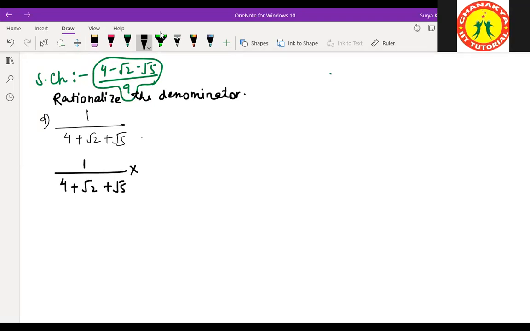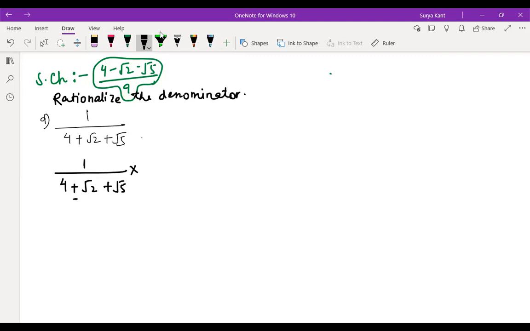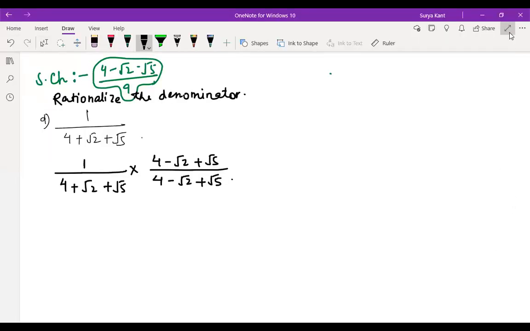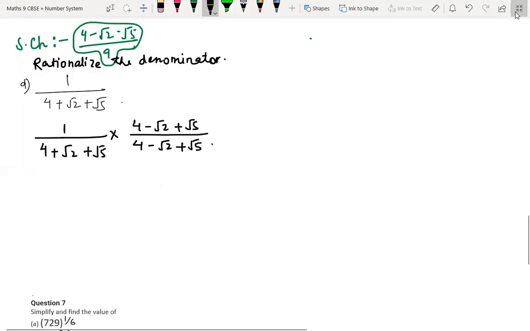Here you need to rationalize, you change this sign first, okay? So we'll get here 4 minus root 2 plus root 5 divided by 4 minus root 2 plus root 5. After this, we'll try to solve. Sir, we need to change only the first term sign, sir? Yes, in this relation you are changing only one sign, not all the signs. Okay.